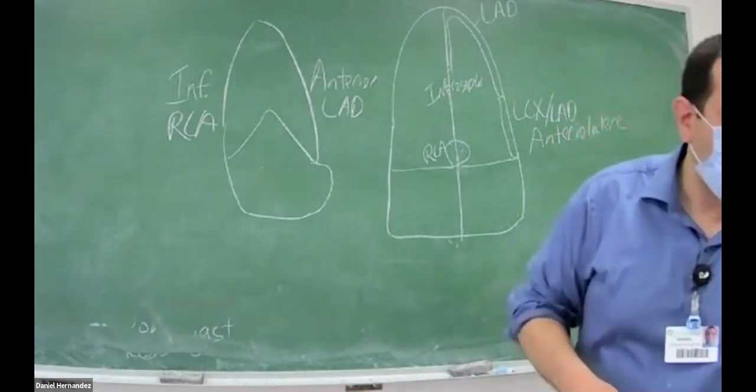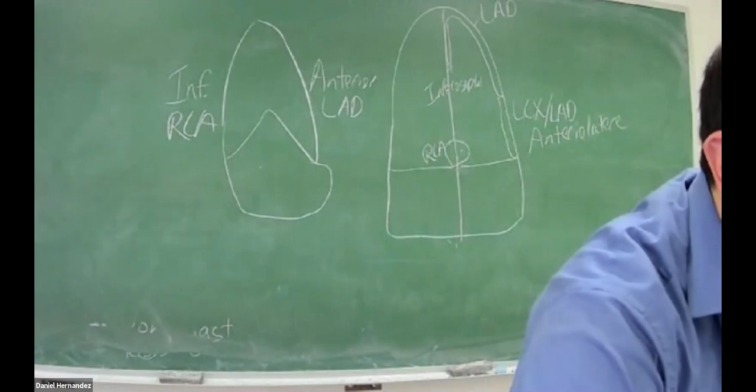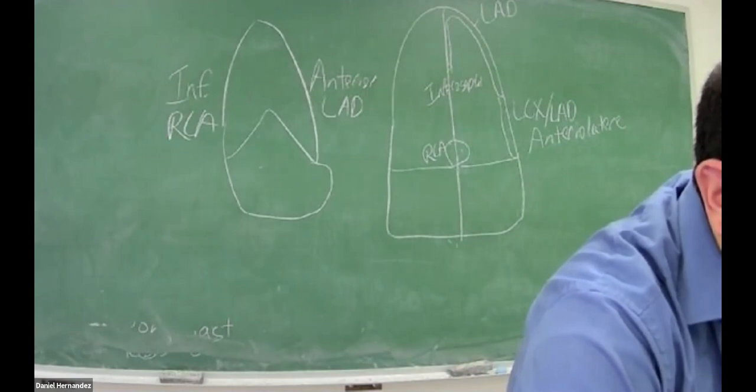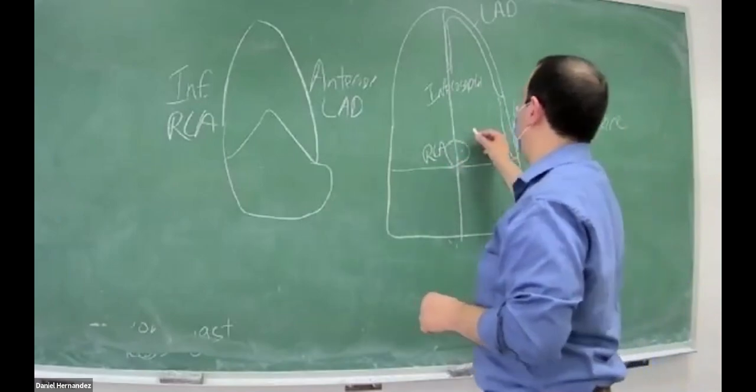Trying to think what other segments we need to know. I know Kate used to say inferior and anterior, so inferior is first and then anterior. That's usually how I remember it. And then the septal, that's kind of easy because it's on the basal septum. So basal septal, mid septal, apical.